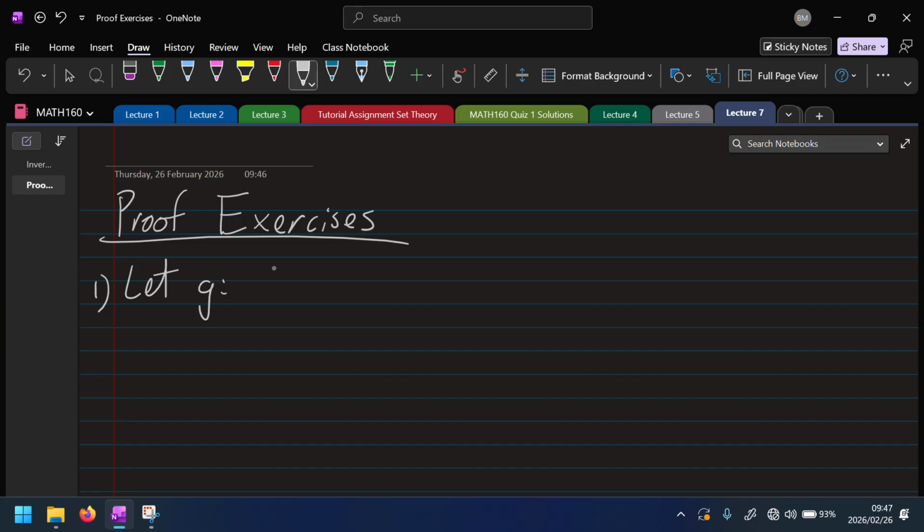Let g from A to B and f from B to C. Okay, so immediately you can see we're going to do some sort of composition, right? g goes from A to B, f goes from B to C. Let these be injective functions.